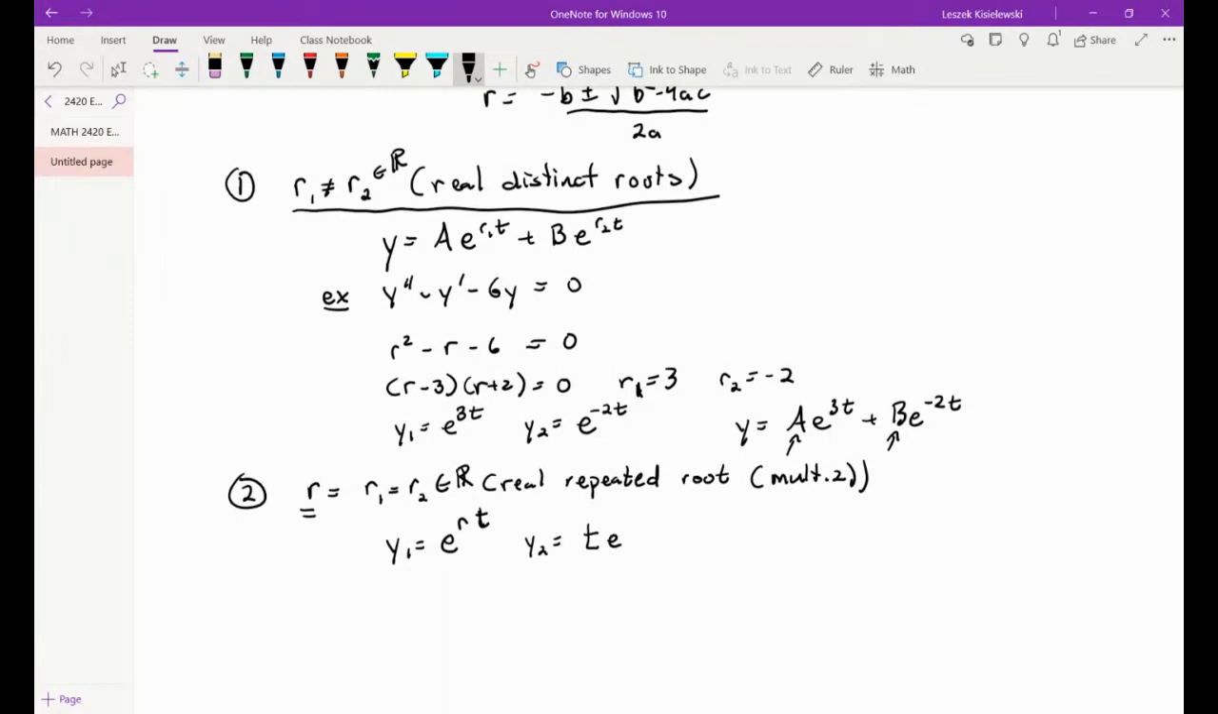also, let me turn off the audio notifications 1 second. All right, thank you. All right, we would just multiply the first solution by t. It turns out to work. And that also guarantees that we have 2 linearly independent solutions.